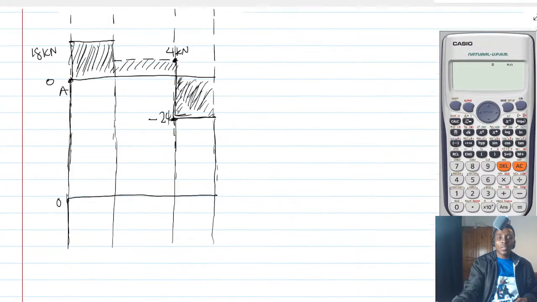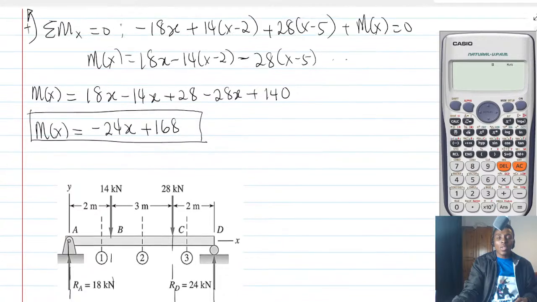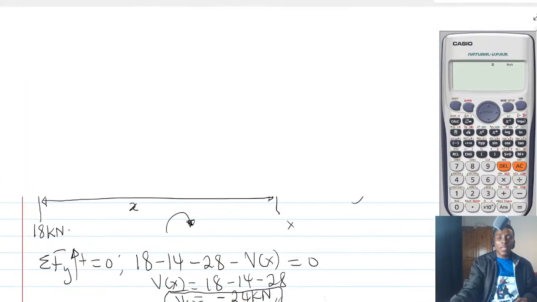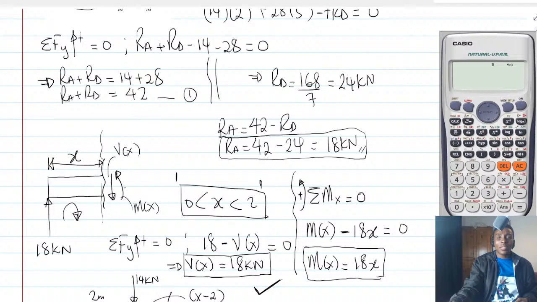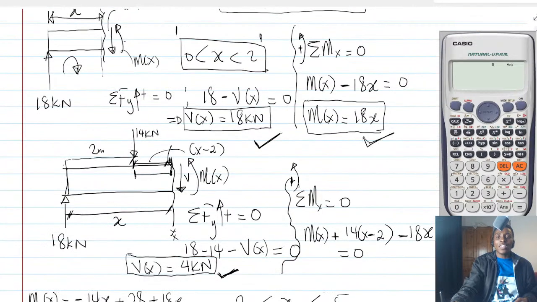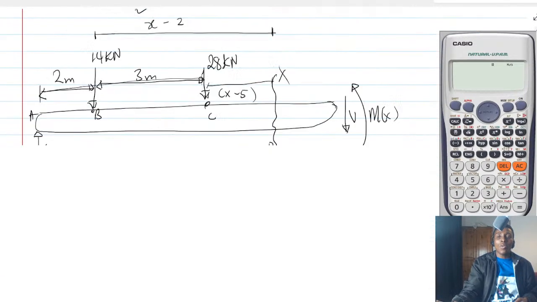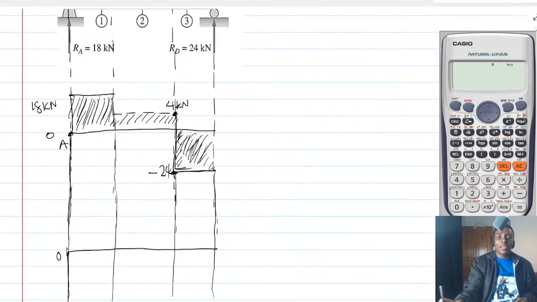All right. Okay. So what is the moment? So for the first one, the moment was what? 18x. So come back here. And then this is what? So don't forget that the distance from here to here is 2. And then the distance from here to here is 3.